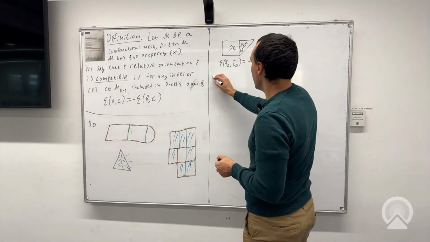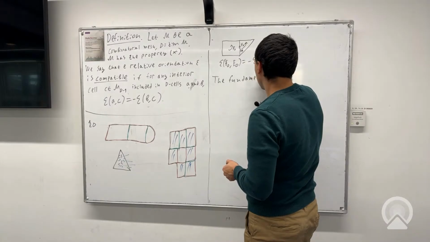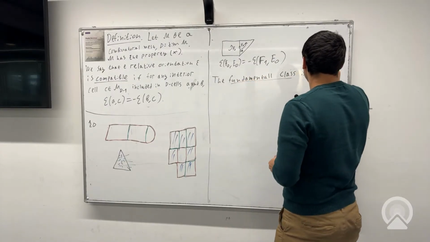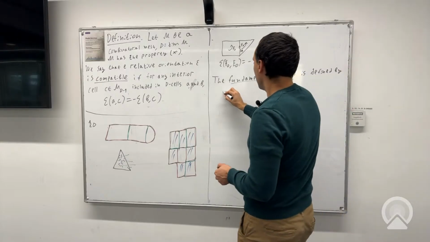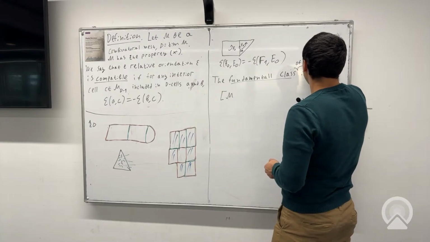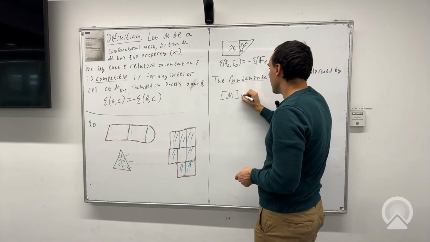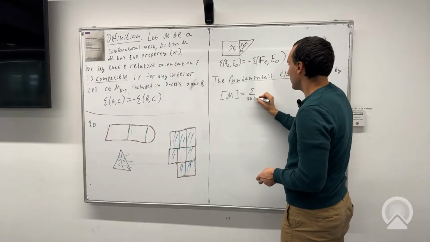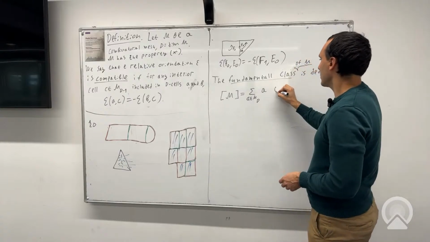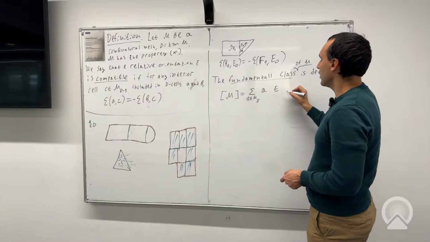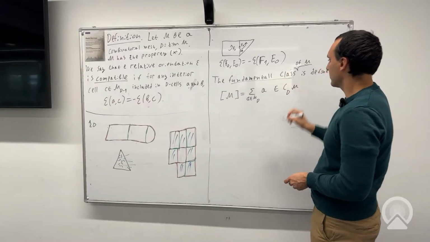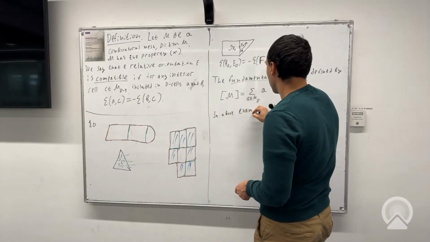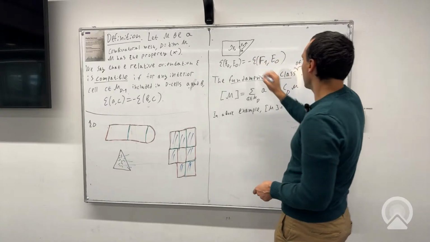And so the fundamental class of M, in square brackets, is then defined as the sum of all these cells, A in M_D, A. This is a D chain, so this is in C_D of M. So in this example, the fundamental class of M is F0 plus F1.